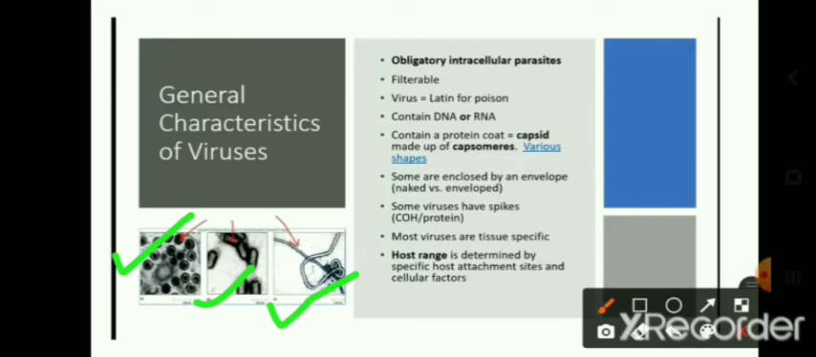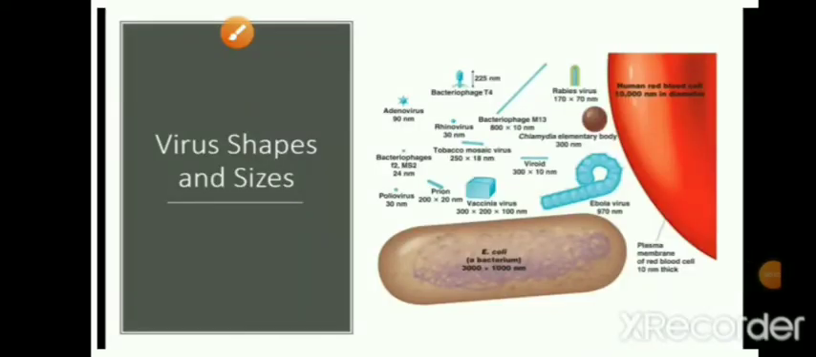Some viruses have spikes, and most viruses are tissue specific. That means certain viruses will infect a certain type of tissue. Example: hepatitis infects the liver tissues. Viruses' shapes and sizes. There are different shapes of viruses. Most animal viruses are spherical in shape.